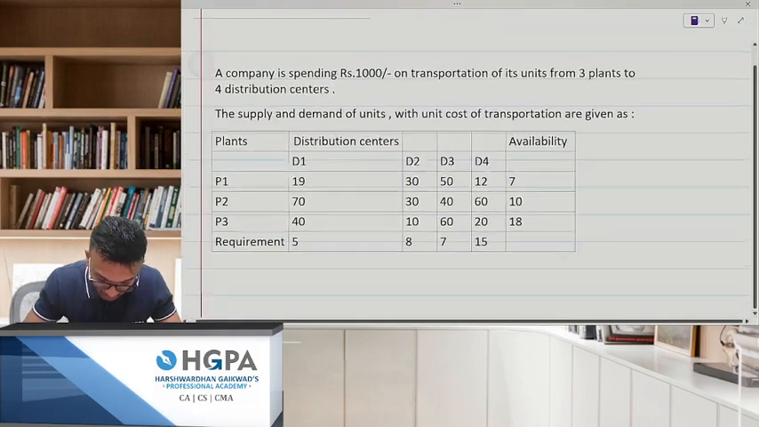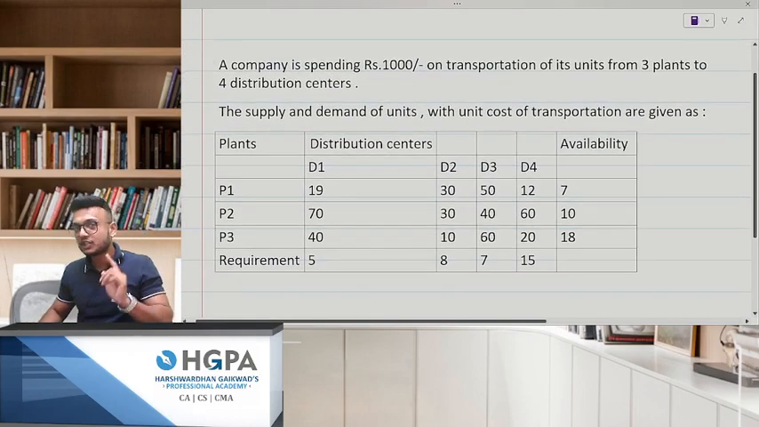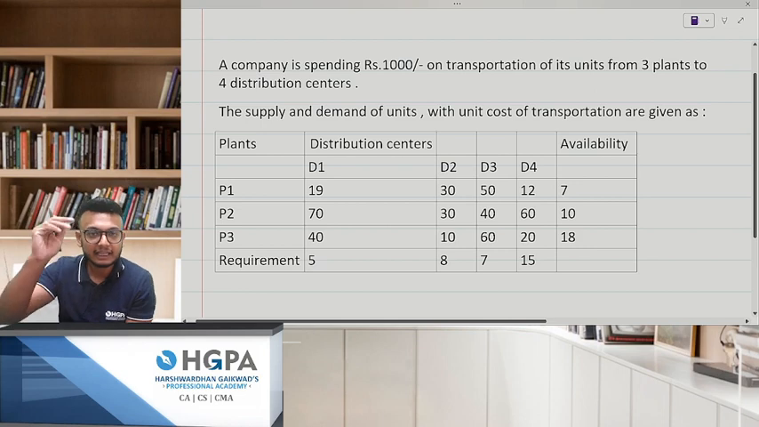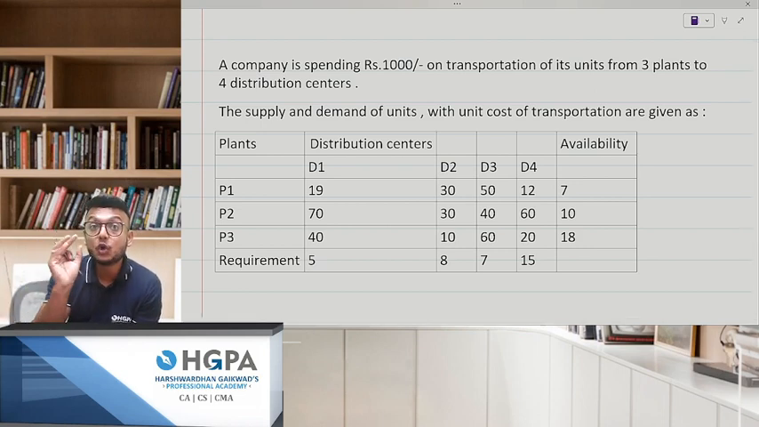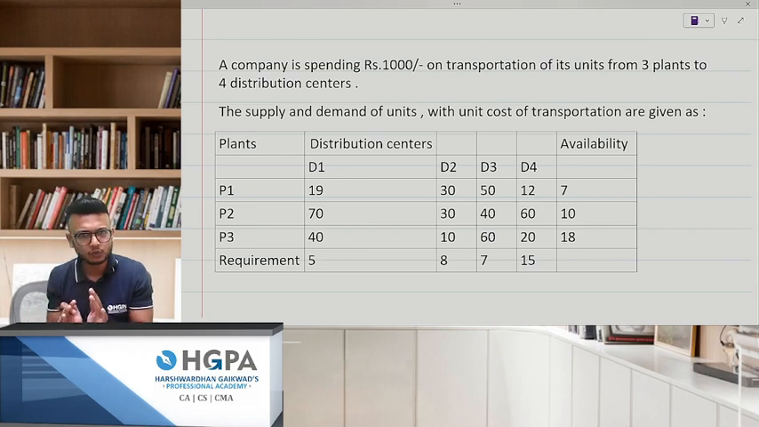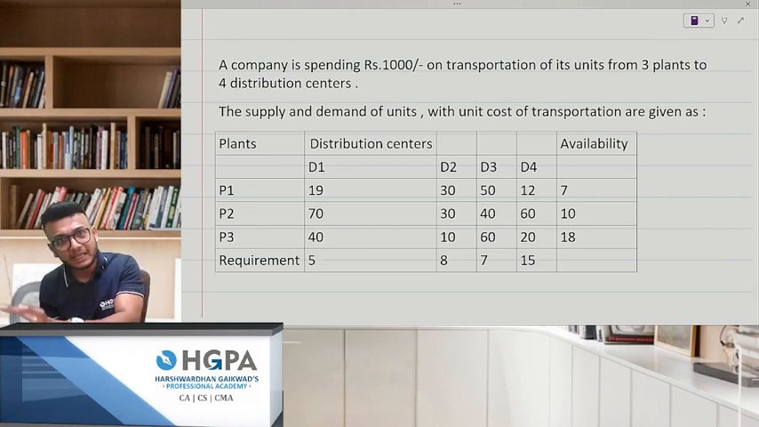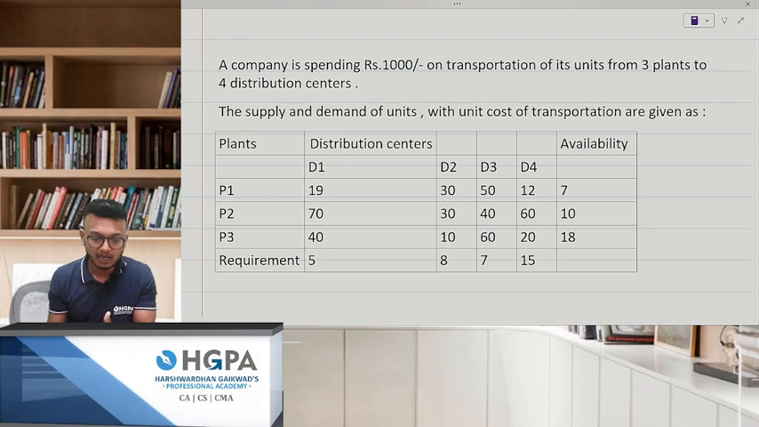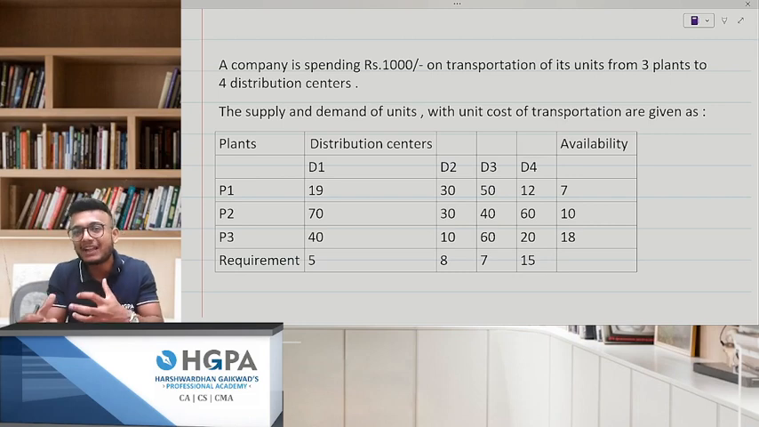VAM. One question you have to do, and this question consists of everything. There is VAM method and there is loop concept also in this. Everybody with me, just solve this method. I think you will be in a better position to do it. I'll also tell you what are the other methods, other concepts in transportation. But I think if you solve northwest corner method, least cost method, and VAM for revision, you might be able to take over that chapter.